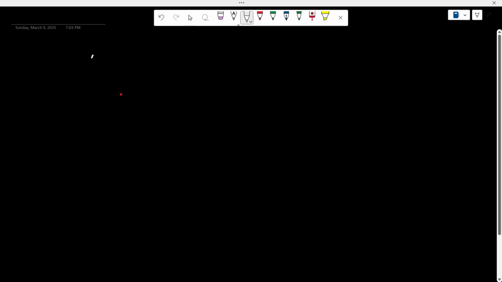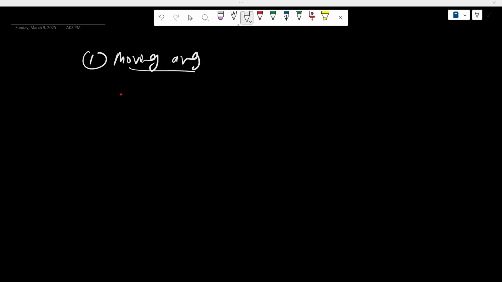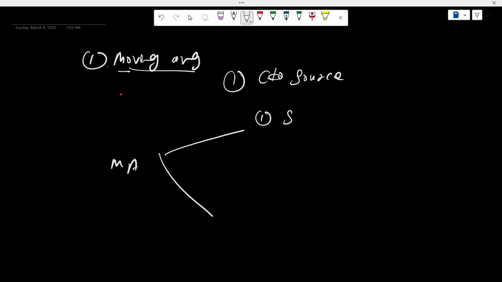Okay, so the first indicator will be the moving average. Okay, let's discuss this moving average. So in moving average, I told you four things are very important. Okay, the first thing is the source of the moving average. Second will be the length of that moving average.